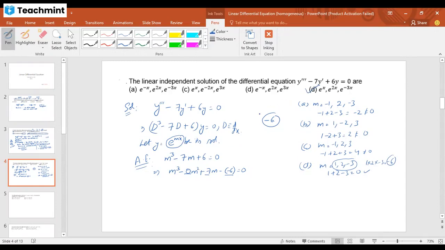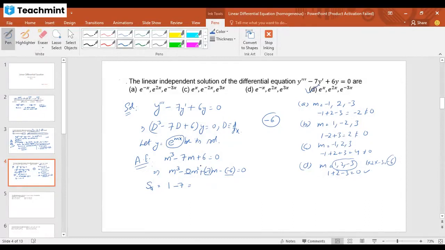But otherwise, if we want to check what the roots of this polynomial are, what can we do? Firstly, we take the sum of the coefficients of the odd power terms. Like the coefficient of m cube is 1, the coefficient of m is, sorry, here it is minus 7, right? Because the coefficient of m is minus 7. So 1 minus 7 is minus 6.